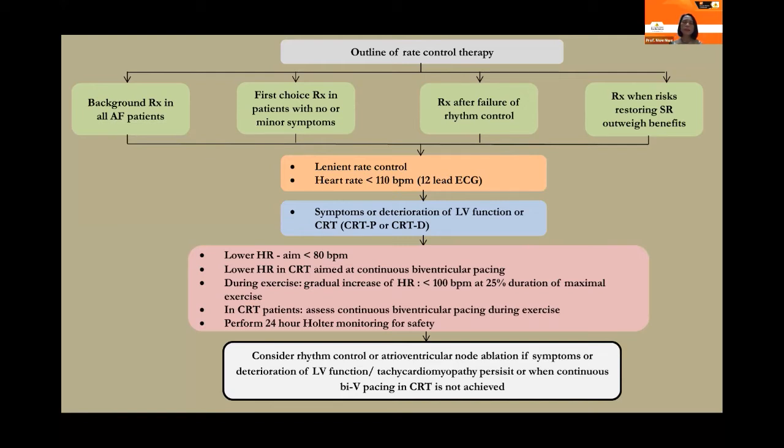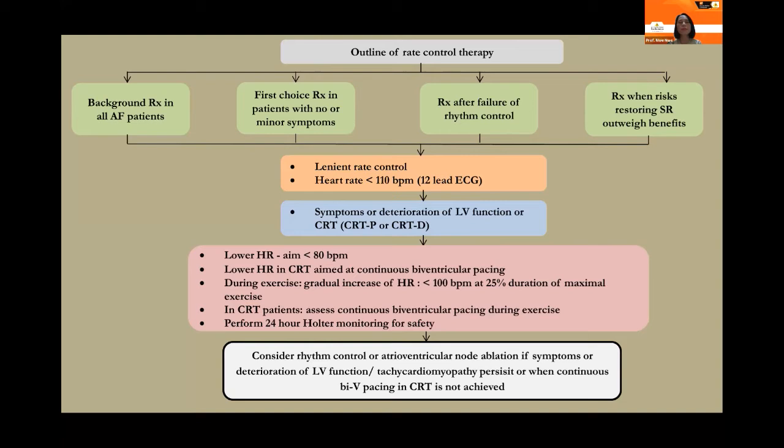And then if the patient stays symptomatic or has deterioration of the LV function, or a patient with the CRT, cardiac resynchronization therapy, doesn't work for the patient, then we need to bring down the heart rate to 80 beats per minute, and lower the heart rate in the CRT, aiming at the biventricular pacing. And during the exercise, at 25% of the exercise, the minimum heart rate should come down to 100 beats per minute. So how to achieve that, we can use the 24-hour Holter monitoring for the safety. If you cannot achieve the rate control, then you should consider the rhythm control, or for the patient with the CRT, we need to consider the AV node ablation.